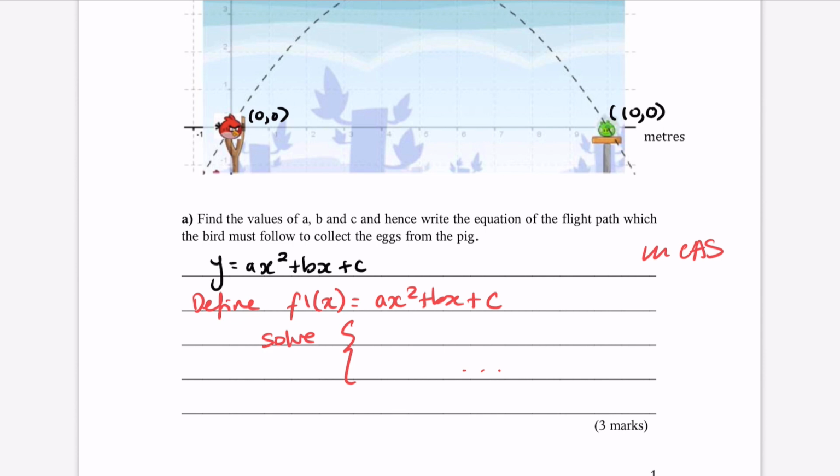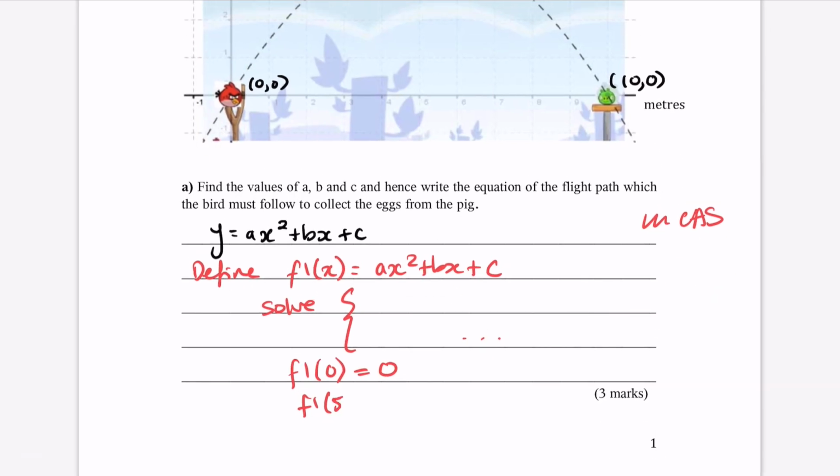So let's move to our CAS calculator and substitute in all of our points. So when we're subbing in our points, for example, the first coordinate is (0, 0). So we would say f1(0) is equal to 0. f1(5) is equal to 4. So that's how we write it. This is our x value and that is our y.